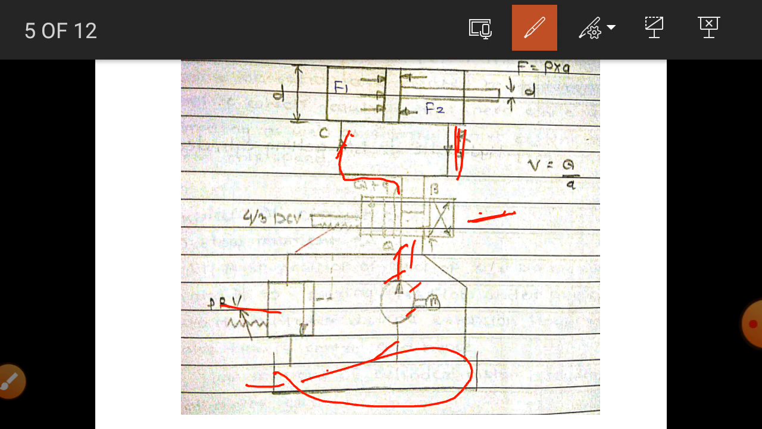Those are the basic components of the circuit: reservoir, hydraulic pump, suction pipe, pressure relief valve, directional control valve, suction line and return line, and actuator. In that we can use a single acting actuator. There are two types of actuator: single acting and double acting. In that figure we use a single acting actuator. So this is the regenerative circuit.